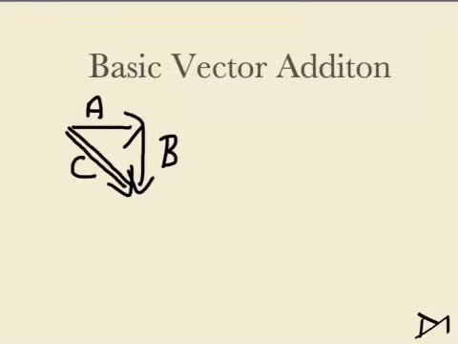Let's go back and review our basic vector addition. Vector A plus vector B by this head-to-tail method. A plus B equals C. So C's tail starts at the tail of the first vector to be added, A, and ends at the head of vector B. I use a double arrow to represent the net vector.